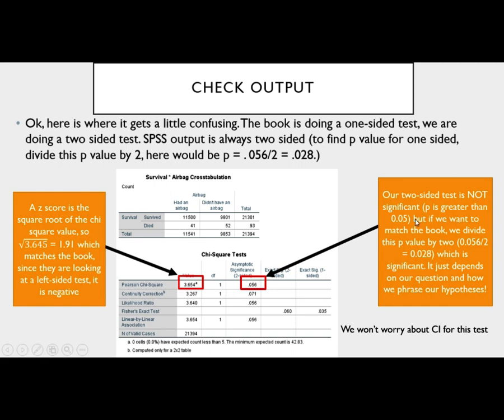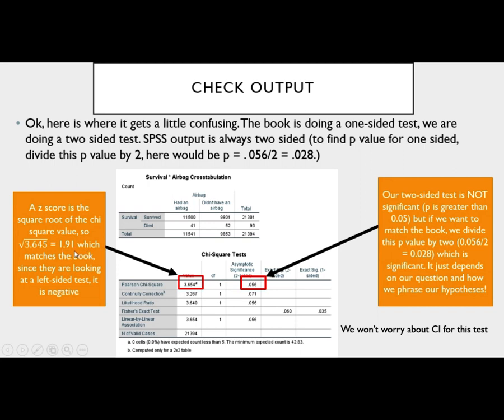Our two-sided test is not significant, so p is greater than 0.05. But if we want to match the book, we divide this p-value by 2. So 0.056 divided by 2 is equal to 0.028, which is significant. It just depends on how we phrase our question, our hypotheses, and how we ask our question. And then over here, we get this Pearson Chi Square, which the square root of that is the z-score.